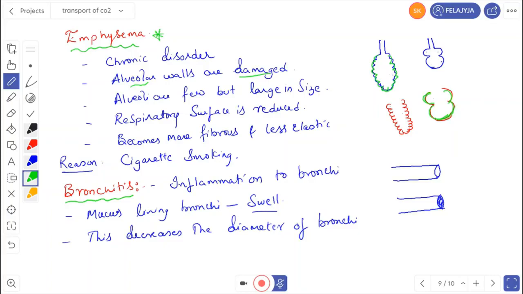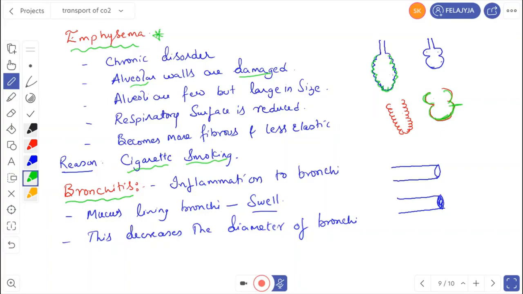The respiratory surface is reduced and the alveoli become more fibrous and less elastic. The reason is cigarette smoking. Here the person suffers with chronic and persistent cough, and also feels difficulty in breathing because exchange of gases is affected at the level of alveoli. So emphysema affects the exchange of gases. Okay, remember that.